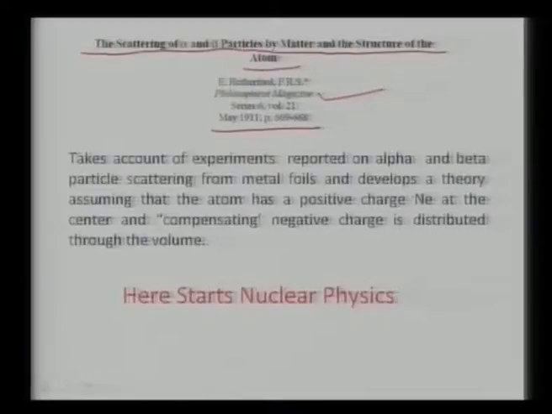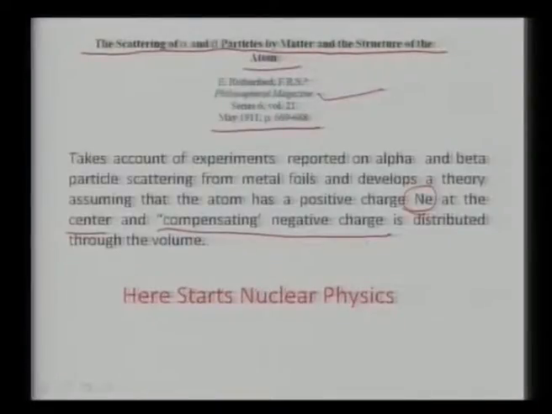theory, and then in the theory he assumes, or he establishes, that the atom has a positive charge capital N times E at the center and compensating negative charge. The whole atom is neutral. Therefore, if there is a positive charge Ne at the center, then the negative charge also has to be there, and that must be distributed throughout the volume.